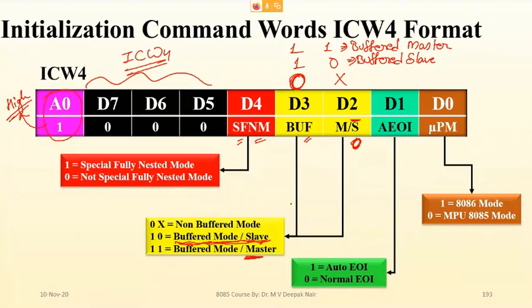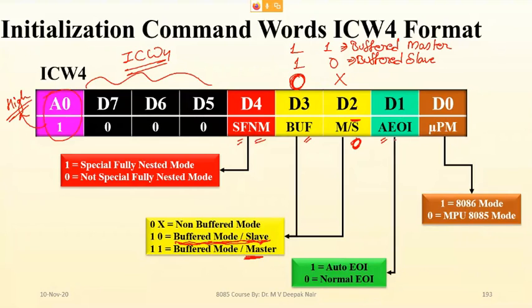Then D1 will tell you whether the interrupt is automatic end of interrupt or normal end of interrupt. Automatic end of interrupt and end of interrupt are two different special modes. We will come to these modes in the last slides. These modes can be decided by D1.